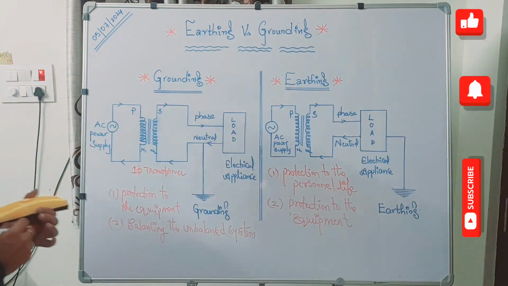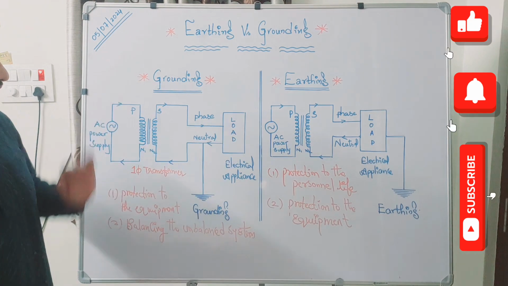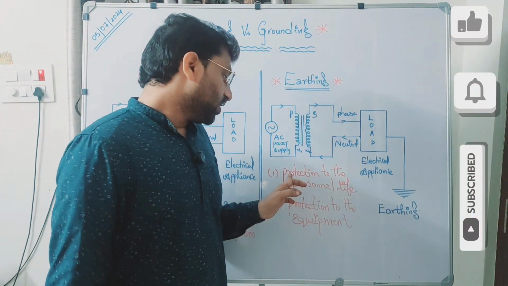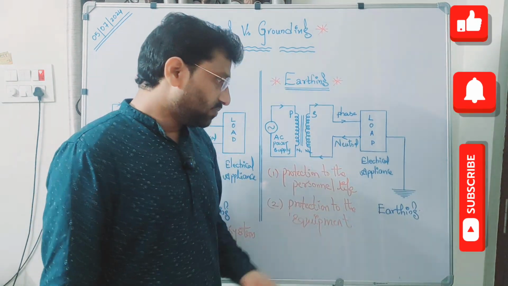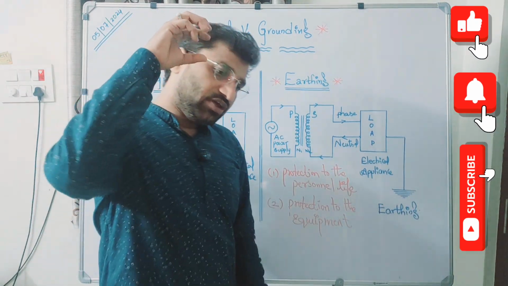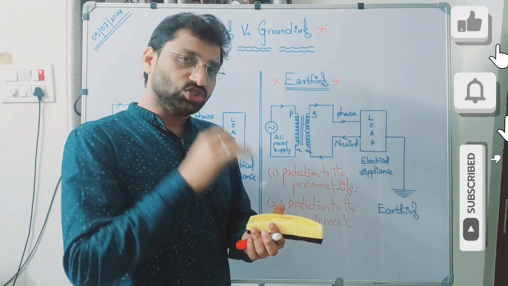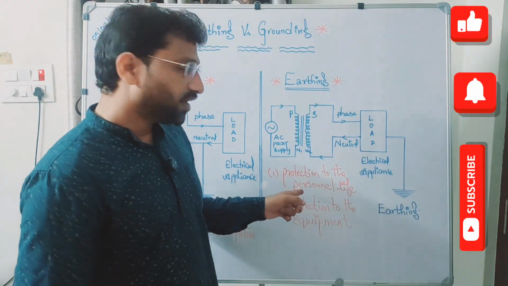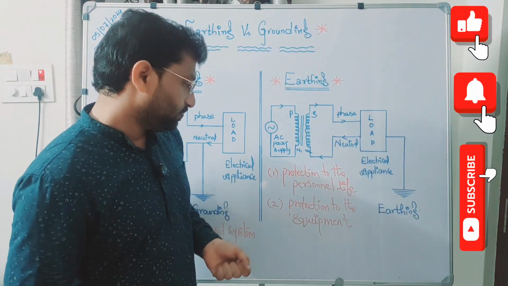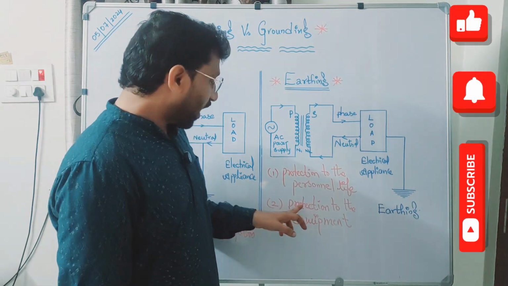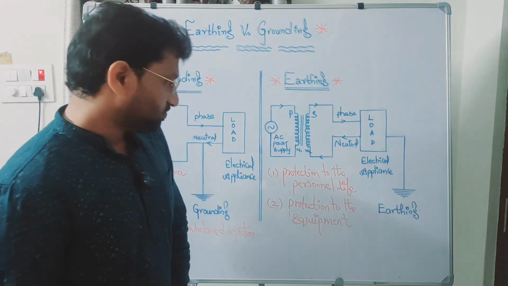So there are two advantages of earthing, and again there are two advantages of grounding. In case of earthing, there are two advantages. One is protection to the personal life. As I told in the previous session, if the plug is inserted into the switchboard, which is having 3 pins, one is phase, neutral and earth wire, then it can protect the personal life. That means the person who is holding the switch can save his life during short circuit condition. And also it saves the equipment from damage.